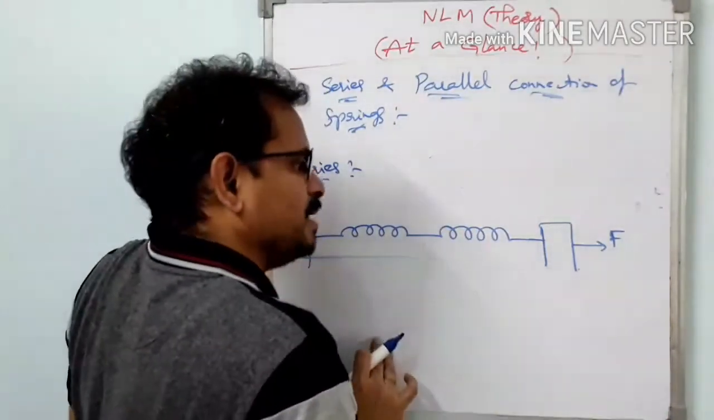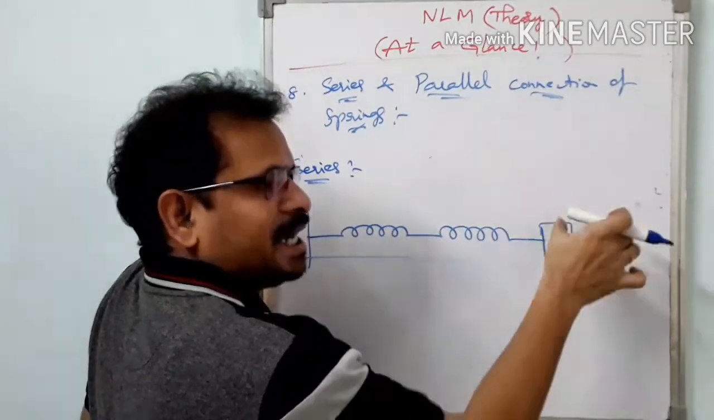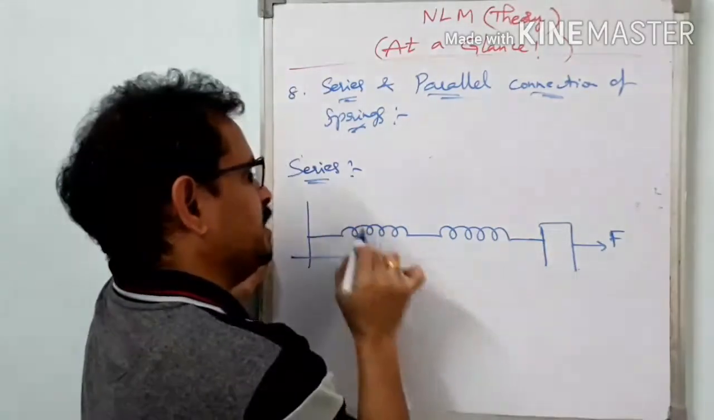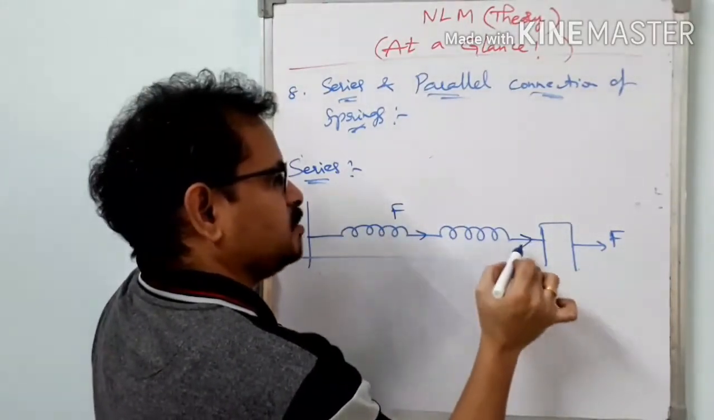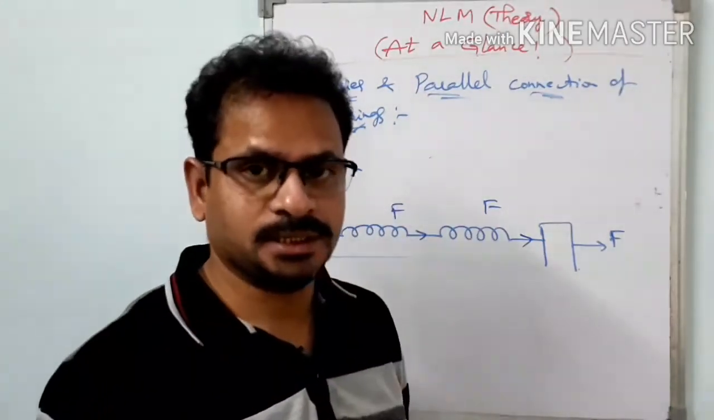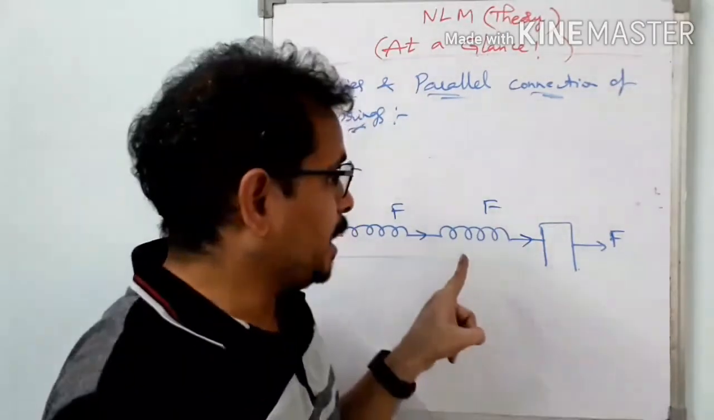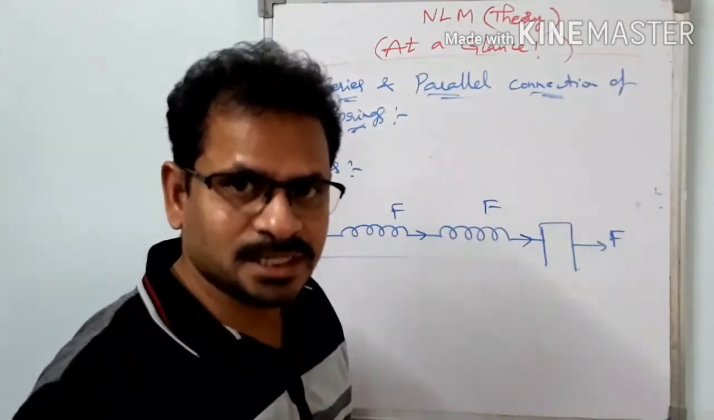If these are massless springs, the force that is trying to stretch these springs is the same across this spring as well as this spring. So in this spring the stretching force is F only, in this spring also the stretching force is F only. The same force will be acting across the springs, and that is only if they are massless springs, and we are given only massless springs.